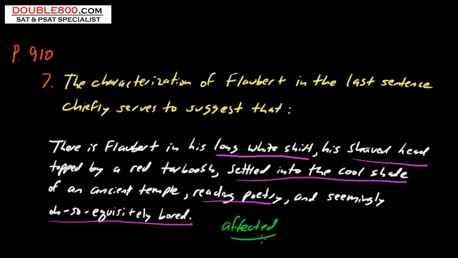What does the word affected mean? Affected means putting on a show, pretentious, contrived, not authentic. This is how vocab plays a role. If you knew affected, you could get this very quickly. Otherwise, it takes more time with elimination.